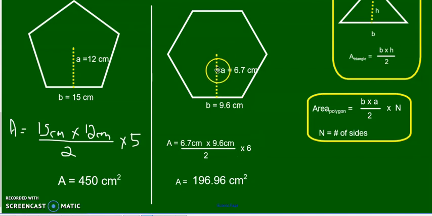And just remember, the apothem goes from the center of the polygon straight down to the middle. Don't be fooled. This is not the apothem. This is the apothem. The apothem goes straight down to the middle.